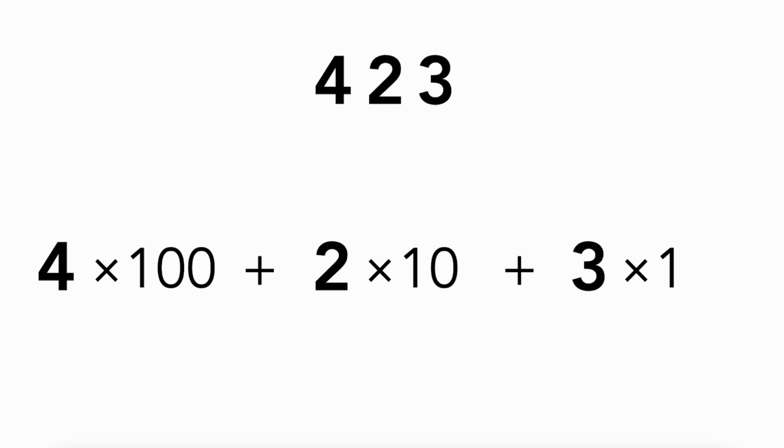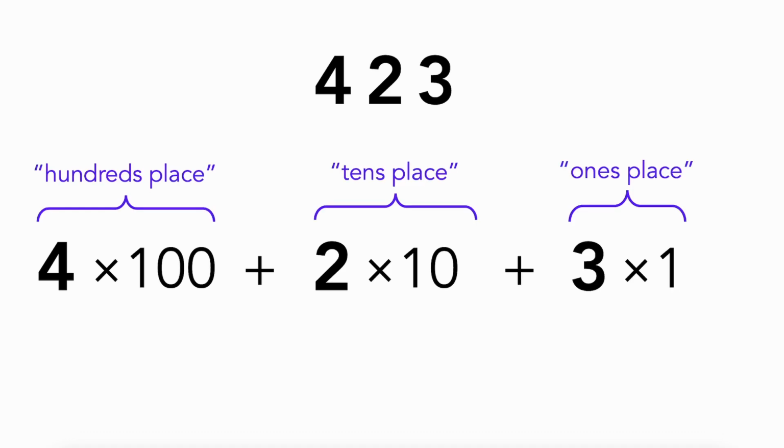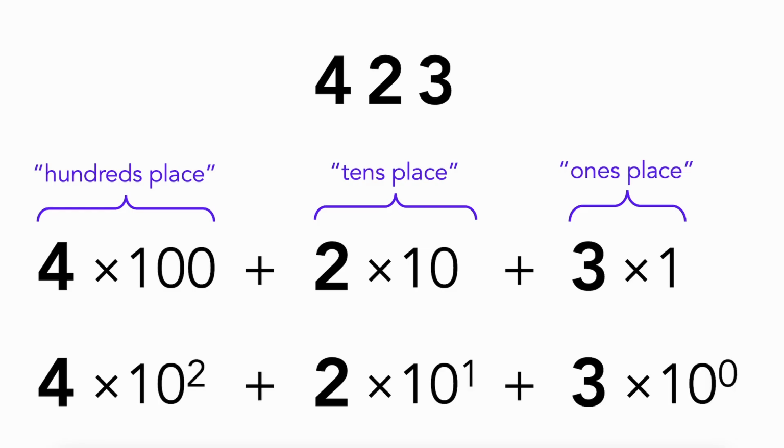Well, we have 4 times 100 plus 2 times 10 plus 3 times 1. You probably know these as the hundreds, tens, and ones places. If we write it in powers of 10, we see a pattern here. Note that since we're expressing the number 423 in terms of digits, this is its digital representation.